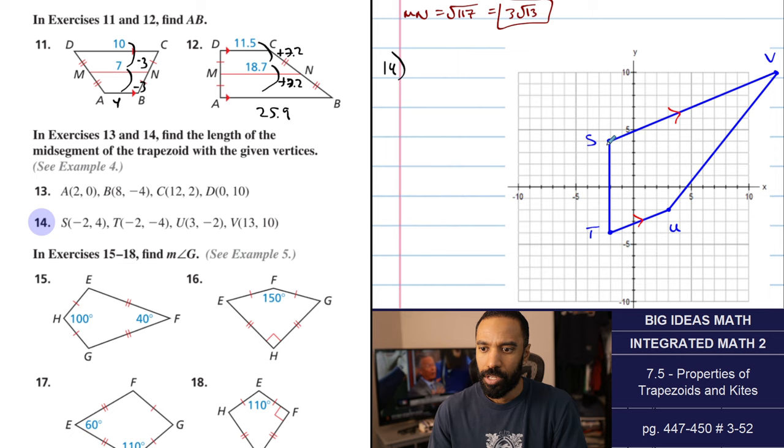So you can tell we got a midpoint right here. I'll call that one M. This is at negative 2, 0. Let's write that on the outside. M is at negative 2, 0.